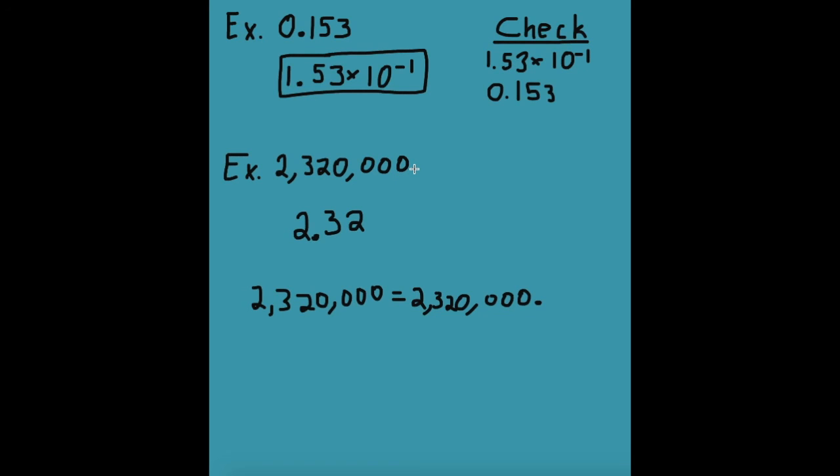Since 2,320,000 is greater than 1, we know that the number in scientific notation is going to be raised to a positive exponent. Therefore, 2,320,000 in scientific notation is 2.32 times 10 to the 6th power. You can check your work as well to see if your answer is correct. 10 to the 6th tells you to move the decimal 6 times to the right. When you move the decimal 6 times to the right, you will get 2,320,000, which was the number we started off with.